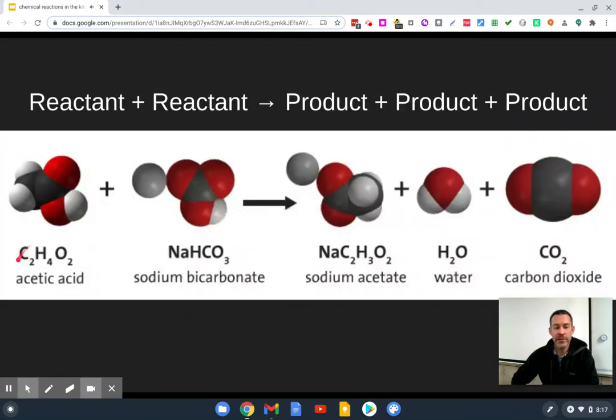So what happened there is you had acetic acid or white vinegar reacting with sodium bicarbonate or baking soda, and it ends up producing sodium acetate, water, and carbon dioxide. And carbon dioxide is the gas you see in those bubbles, and those bubbles are evidence that a chemical reaction happened.